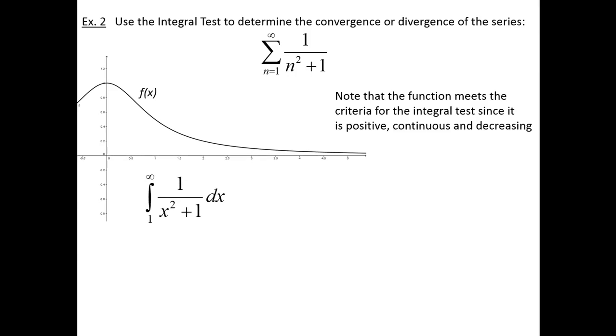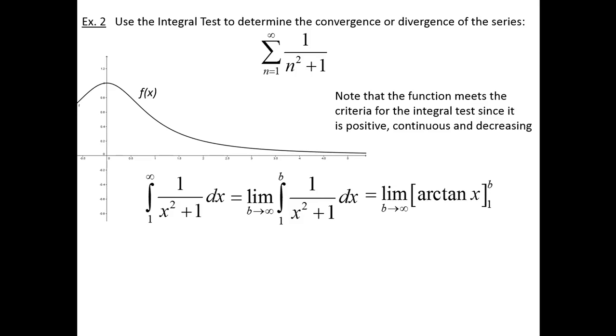We're going to do the integral of that function from 1 to infinity. I'm going to rewrite that as the limit as b goes to infinity of the integral from 1 to b. And you should recognize the antiderivative for 1 over x squared plus 1 is arctan of x. Apply the fundamental theorem to that. And remember, I said arctan is going to come up a lot in this chapter, so you need to really make sure you remember what the graph of arctangent looks like.